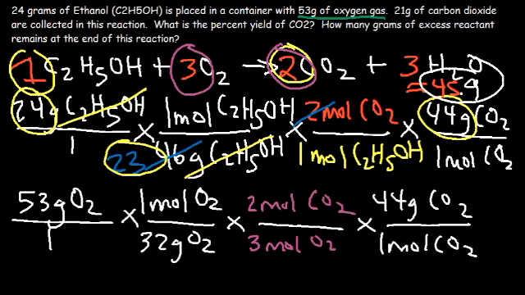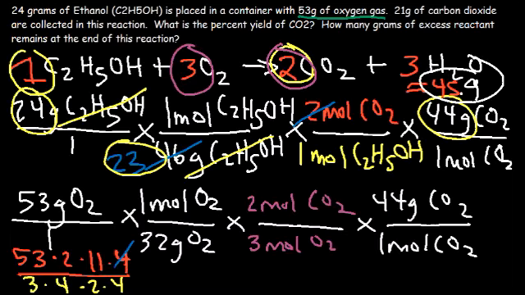So we have 53 times 2, and 44 is basically 11 times 4. And we have a 3 on the bottom. 32 is 8 times 4. And the 8, I can break it into 2 and 4. So 4 times 2 times 4 is 32. The 4's cancel and the 2's cancel. So it makes our job a little bit easier. So what we have is 53 times 11 over 12.